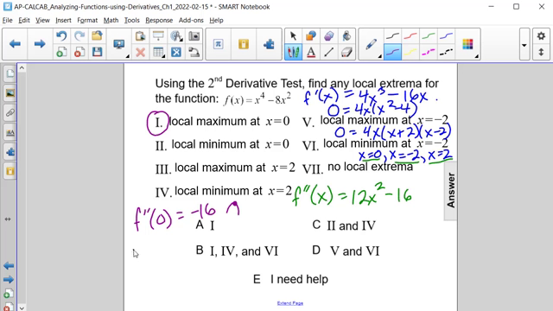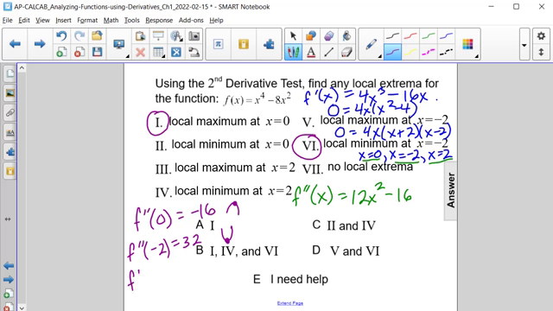Now let's try f double prime of -2. So -2 squared is 4. 4 times 12 is 48. 48 minus 16 is +32. So that means we are concave up, which means we have a local minimum. So local minimum at x equals -2. Okay, that's option number 6.